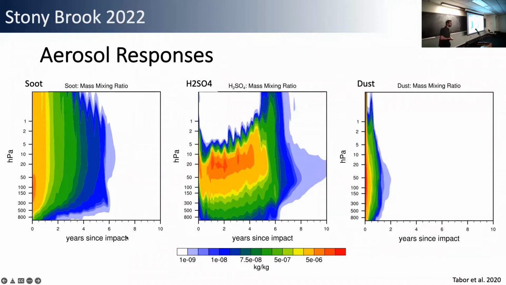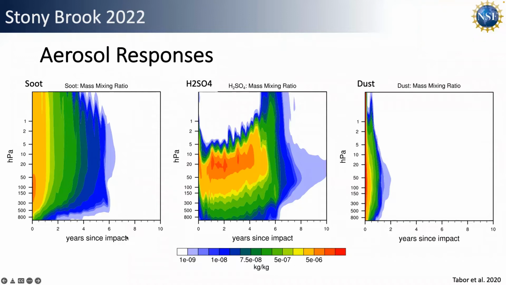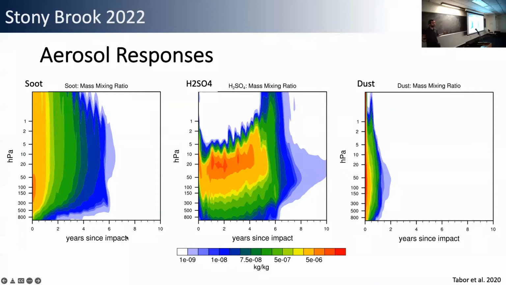In the middle plot, I'm showing sulfuric acid produced from the SO2 emissions. And so like the soot, it has a fairly long atmospheric residence time. And in this case, it's because we just emitted so much SO2 that it takes a very long time for that SO2 to convert to sulfuric acid and come out of the system. And finally, on the right over here, we have the dust emissions. And in contrast to the soot and the SO2 emissions, the dust emissions have a much shorter atmospheric residence time. They don't absorb the light, instead they scatter it. They tend to be denser, so they are able to rapidly coagulate and gravitationally settle out of the atmosphere.